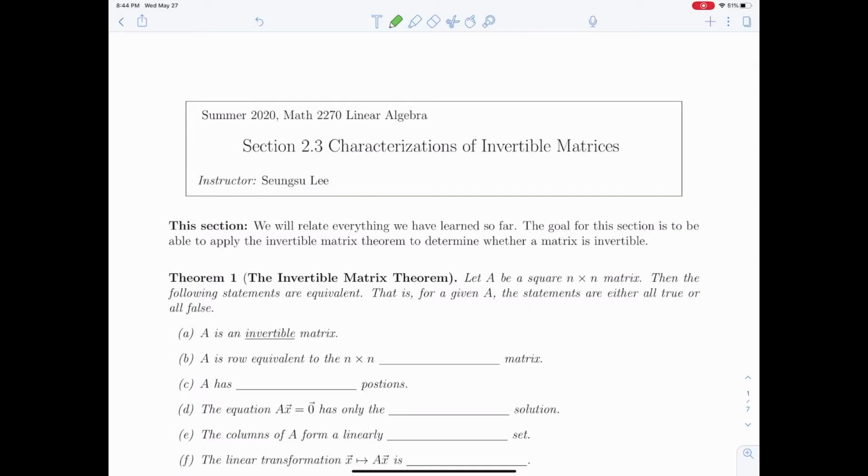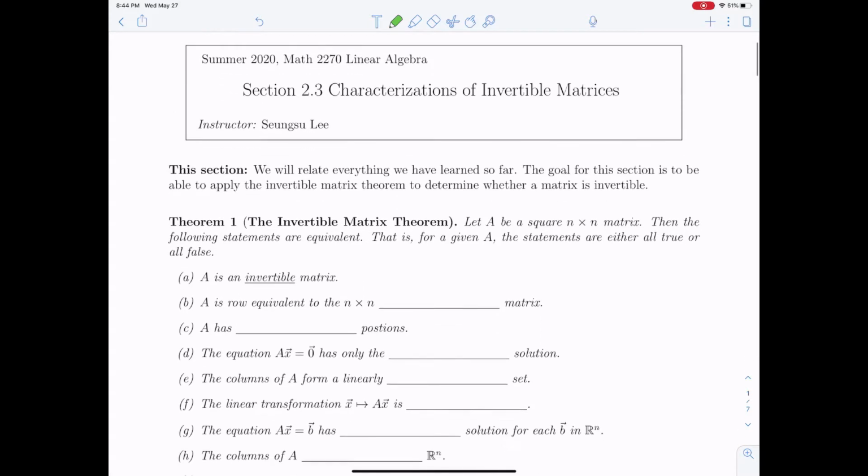Okay, so in this section, we're going to relate everything we have learned so far, and more specifically, we're going to learn how to characterize the invertible matrices. So let's look at the first theorem.